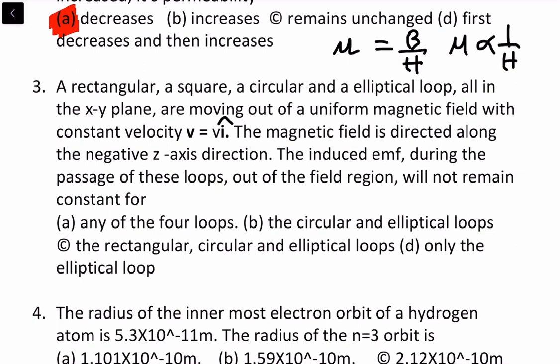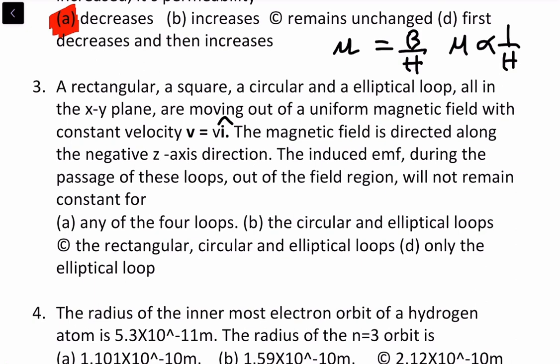Now, what the question is, the induced EMF during the passage of these loops means the loops are moving out of a uniform magnetic field. So, when they are moving out of a uniform magnetic field, the induced EMF will not remain constant for which loops? Any of the 4 loops, option A, option B, the circular and elliptical loops, option C, the rectangular, circular and elliptical loops, and option D, only the elliptical loop.